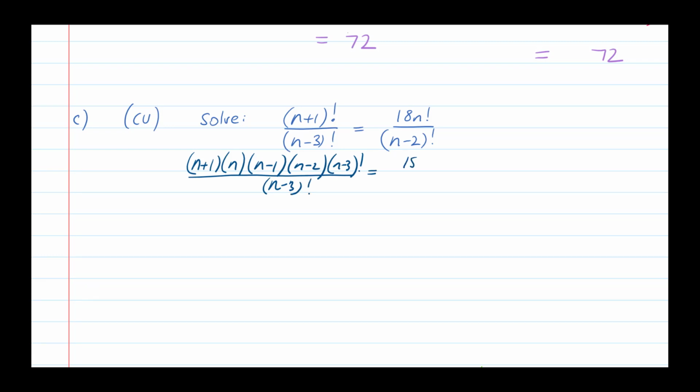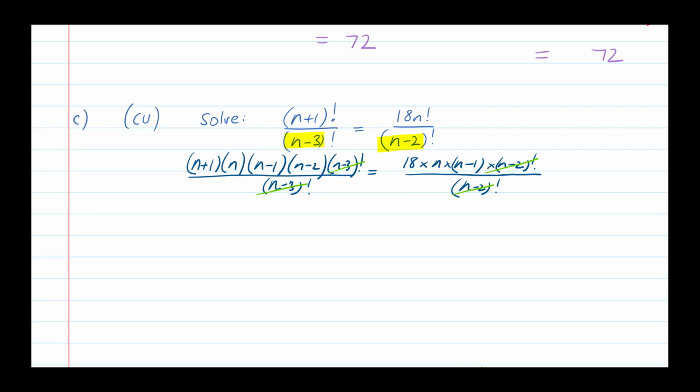And that's equal to 18 times n minus 1 times n minus 2. And again, I'm going to do it in factorial form over n minus 2 factorial. So I know here that n minus 3 is less than n plus 1, and n minus 2 is less than n. So I know that there's going to be some nice cancelling out to take place. n minus 2 factorial and n minus 2 factorial cancel out. n minus 3 factorial and n minus 3 factorial cancel out.